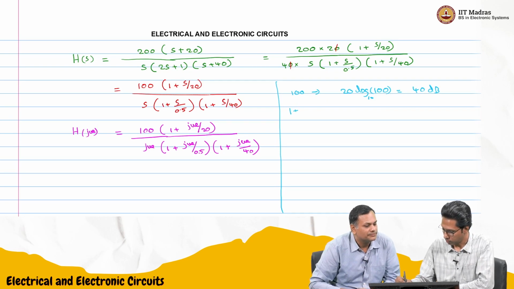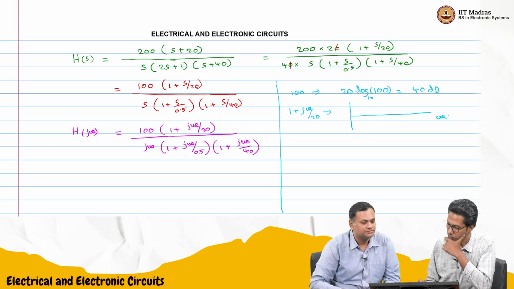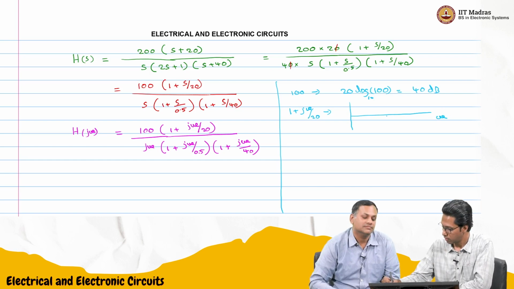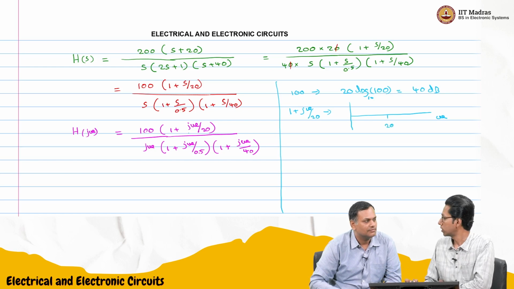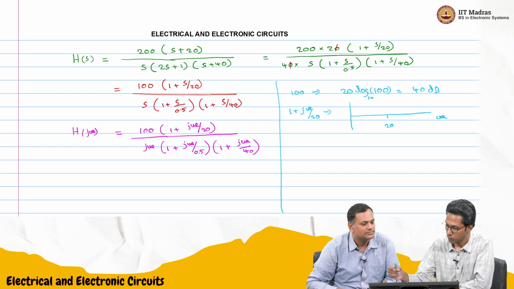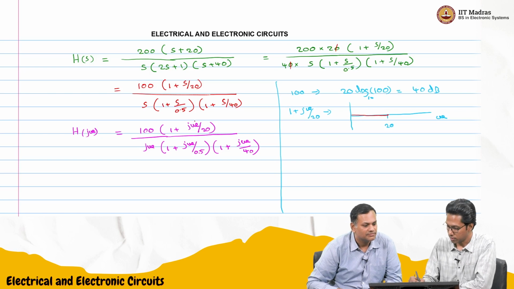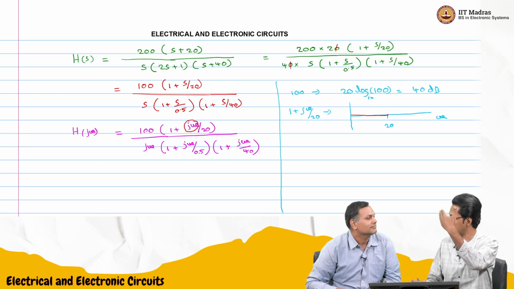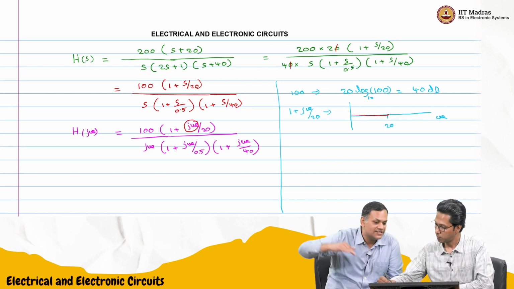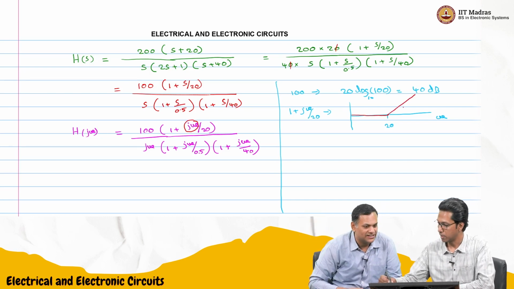Then the term 1 plus j omega by 20. Till 20 it's log 1, so 0 dB. From then onwards, as the frequency increases, this is going to increase. Because it's a zero, it will go up at 20 dB per decade.